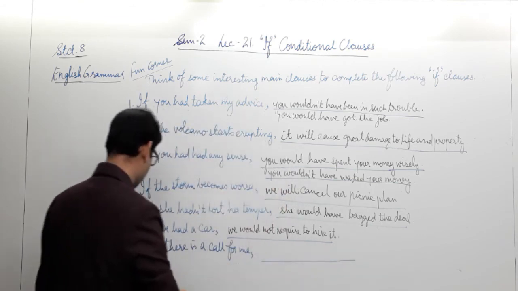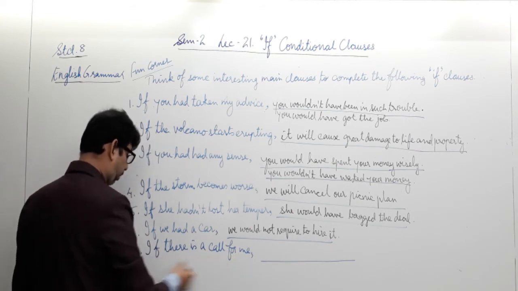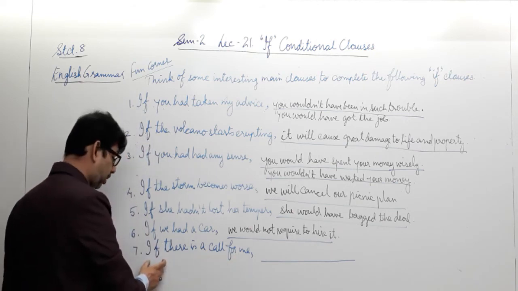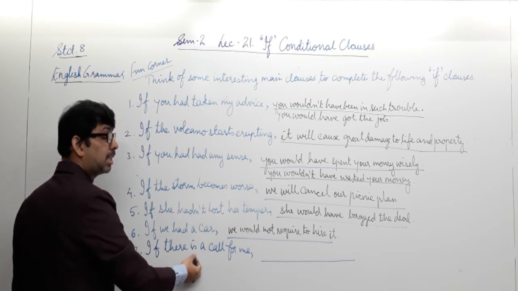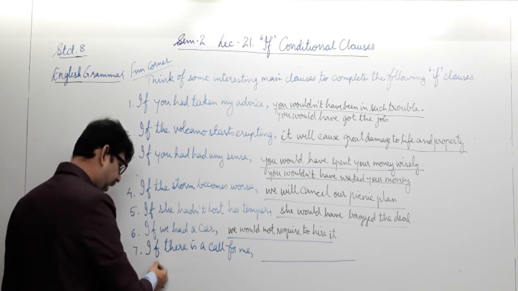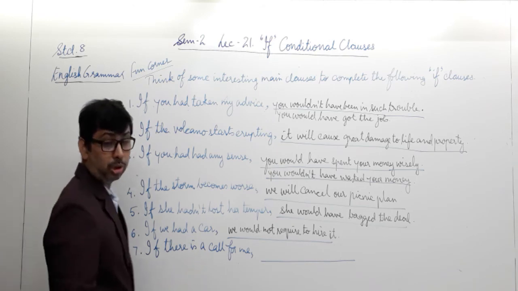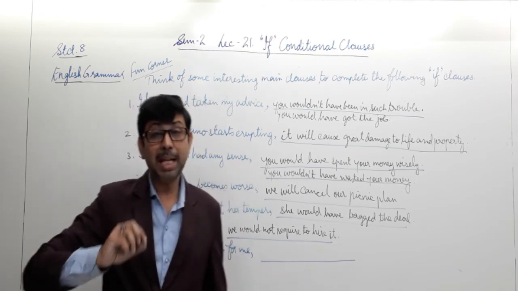Well, have a careful look at the sentence. If there is a call for me, what do you find over here in the subordinate clause, in the conditional clause? If followed by the word is, that is the simple present over here. So we have if plus simple present. So think about the type of condition.